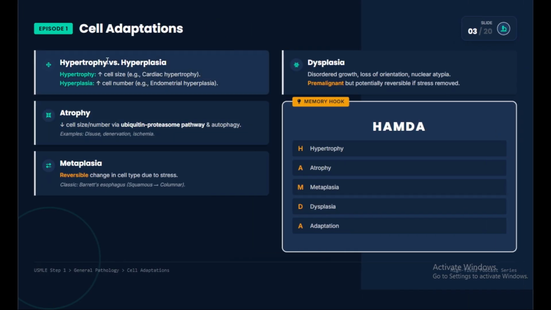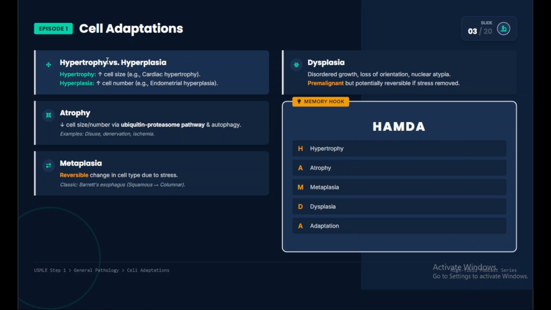So, hypertrophy versus hyperplasia. Students often confuse these two, but the difference is actually very simple. Hypertrophy means an increase in cell size, not the number of cells, just the size of each individual cell becomes bigger. This usually happens in cells that cannot divide. The classic example is cardiac muscle.